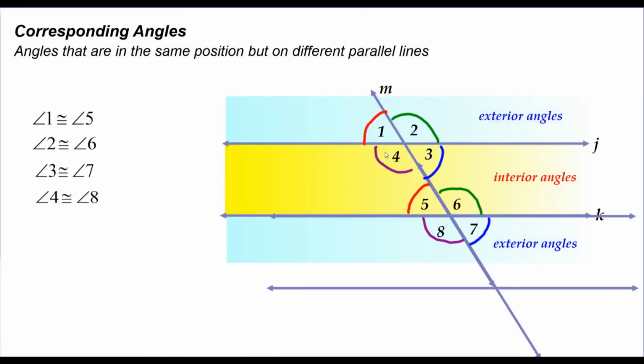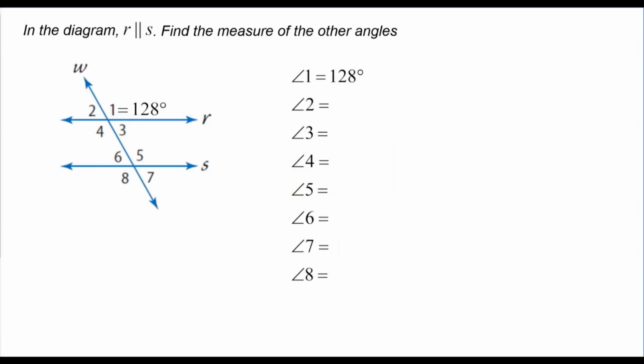So you can see there are all kinds of congruent angles in these parallel lines cut by a transversal. Look at this example where we have line R parallel to line S, and it's cut by this line W. We've got 8 angles, and I only know one of them. We can actually find all 8 angles if we only know one of them. There are a lot of ways to prove what these angle measures are. So let's see if we can find all of the other 7 angles now that we know one of them. Well, I know angle 1 is 128 degrees.